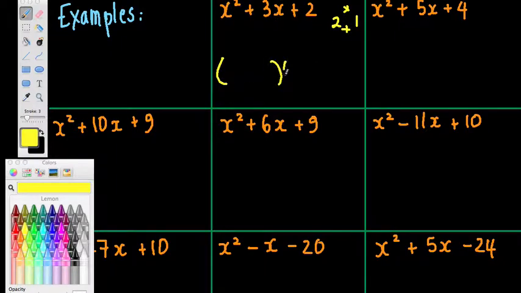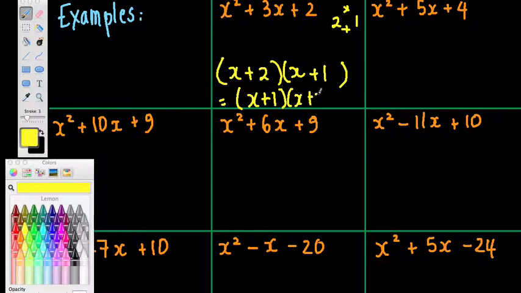We start off with writing our two brackets. We put an x at the front, and our two numbers are 2 and 1. Now, it doesn't matter if you put the 1 first and you put the 2 second, it will be the same. So it's the same as this here. Both answers are correct.